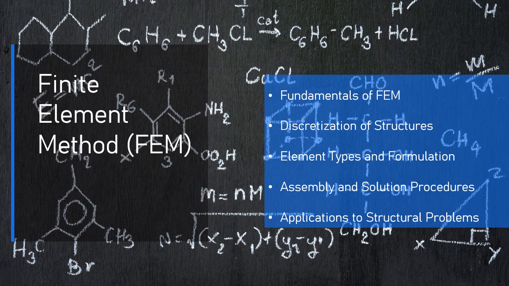Degrees of freedom, DOF. For plane stress/strain elements, each node typically has 2 DOFs, displacement in the x and y directions. For shell elements, each node has 6 DOFs, translations in x, y, and z, and rotations about the x, y, and z axes.